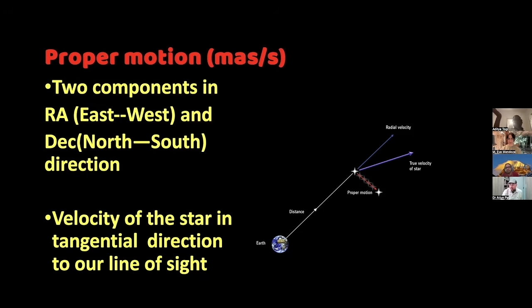So it will be east-west and north-south. I don't know if my hands will be visible. So that's one motion, but that's in the sky. That is proper motion, measured in the plane of the sky. And the third motion is the radial velocity, which I spoke about. So there are three motions.